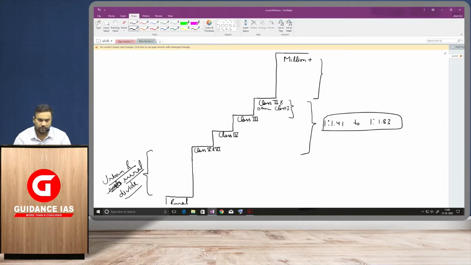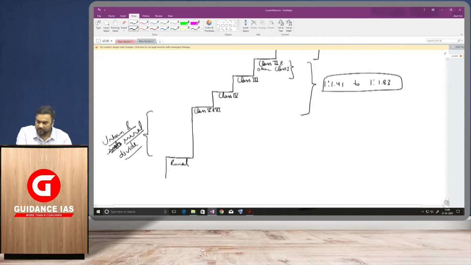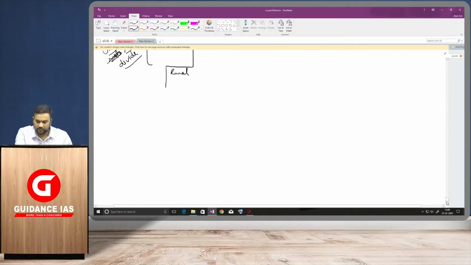Both with respect to the values of k as well as the theoretical distance. ठीक है? So in terms of transportation principle, no applicability.